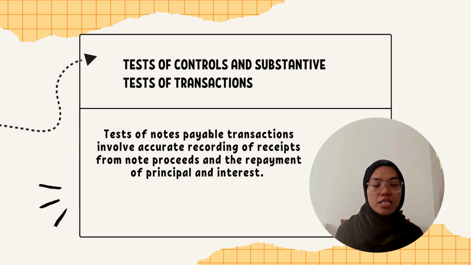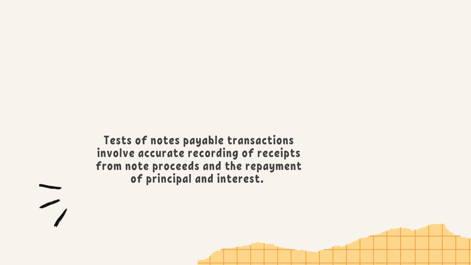And next, SOT, which is substantive test of transaction, is performed to directly verify the accuracy of recorded transactions. For notes payable, this would involve testing a sample of transactions to ensure they are properly recorded and authorized. Independent verification likely refers to obtaining evidence from external sources such as a lender or loan agreement to corroborate the information in the company's accounting records. This could involve contacting the bank directly and confirming the loan details like amount, interest rate, and so on.